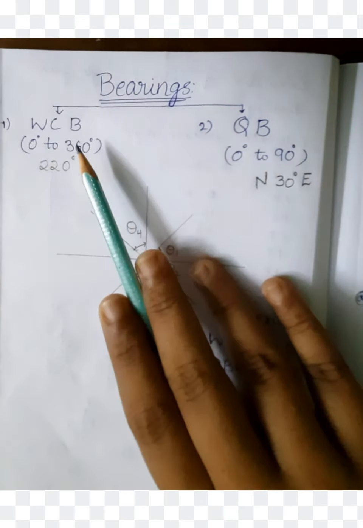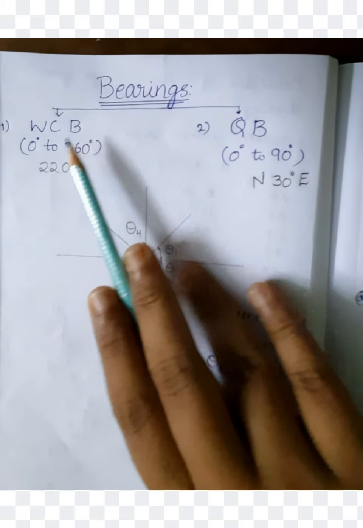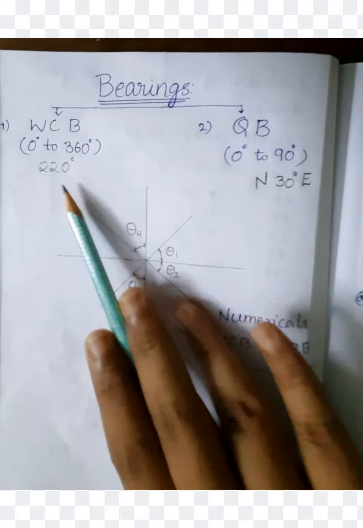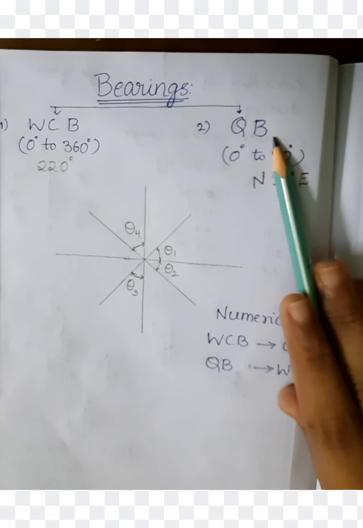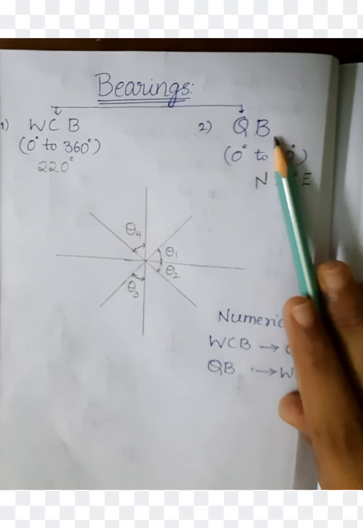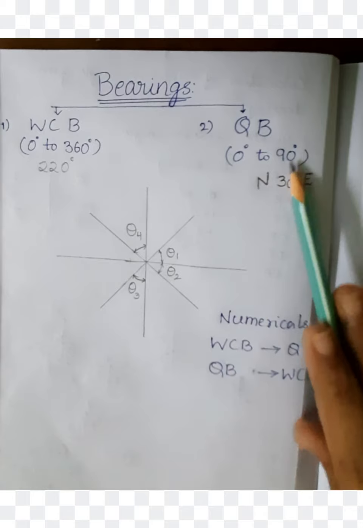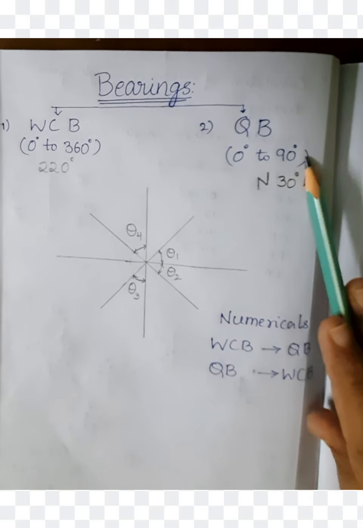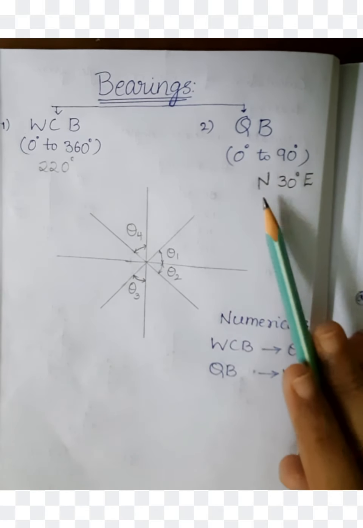Coming to the whole circle bearing system, the angle ranges from 0 to 360 degrees. Suppose you can take 220 degrees. And in the quadrantal bearing system, the angle ranges from 0 to 90 degrees, which means the maximum value of any angle in quadrantal bearing is 90 degrees only. And in quadrantal bearing we'll also mention the directions.